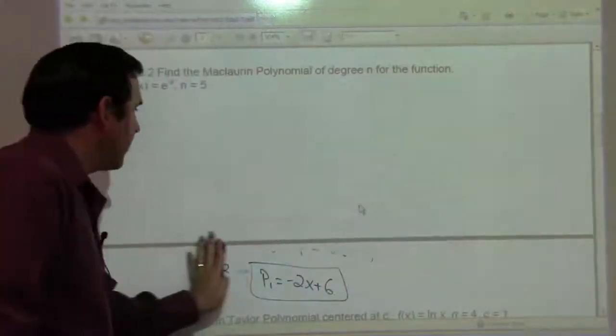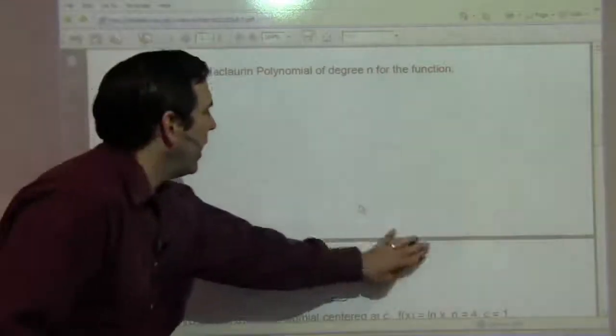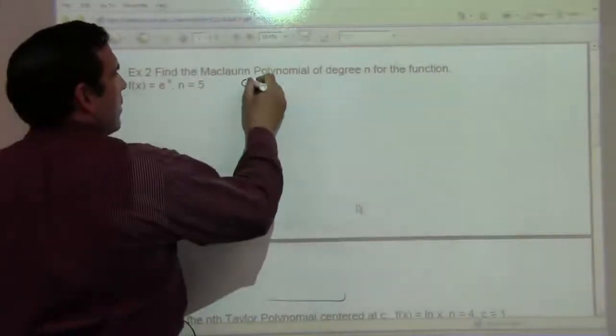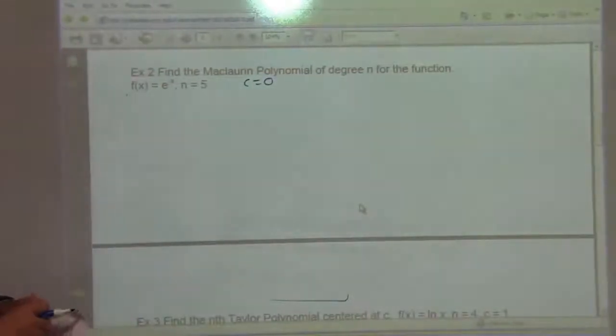So example 2 says find the Maclaurin polynomial of degree n for the function. Now, again, with Maclaurin, our c equals 0. That's what it means to be a Maclaurin. Okay, so our n equals 5.